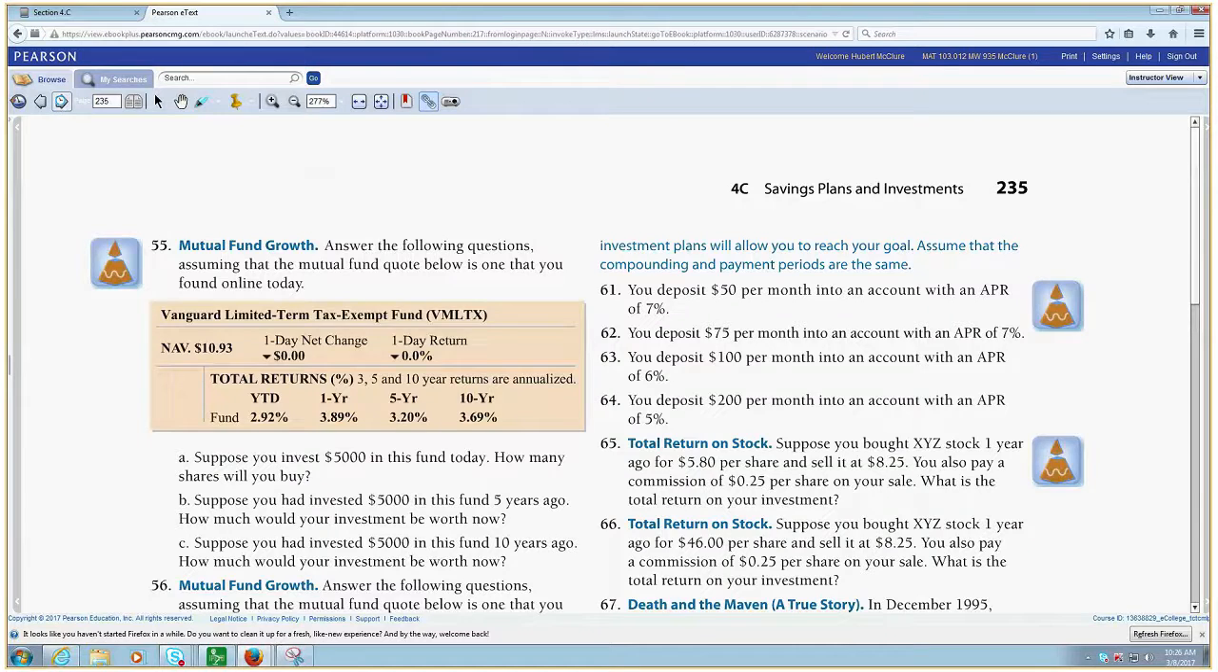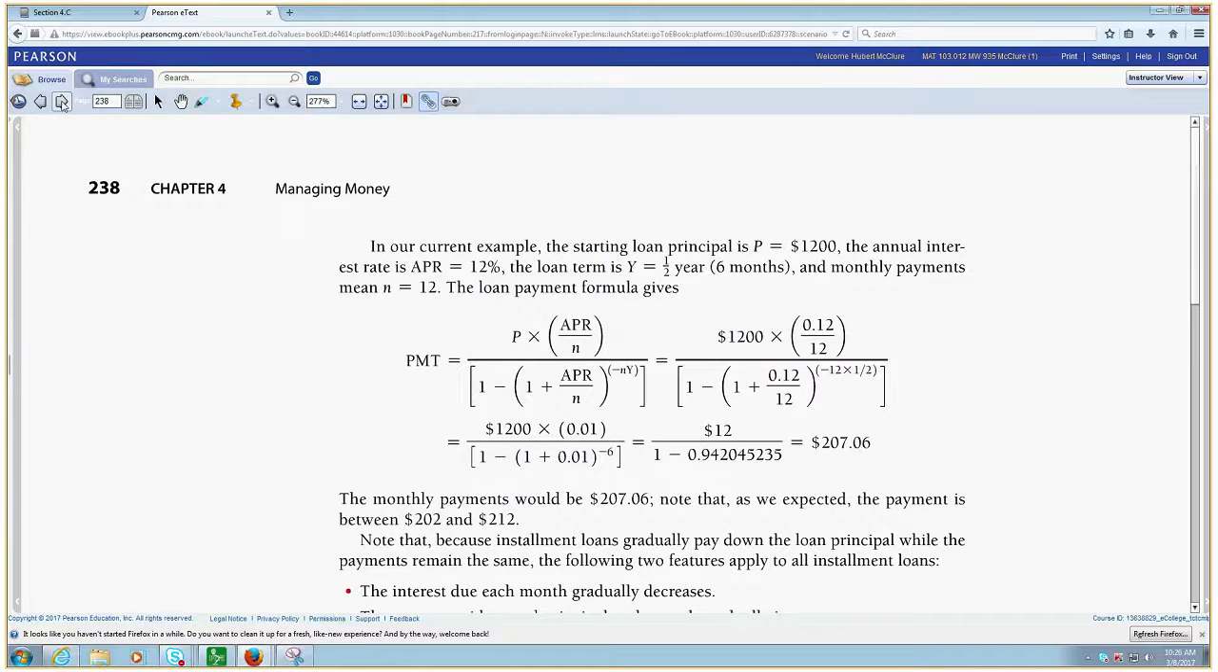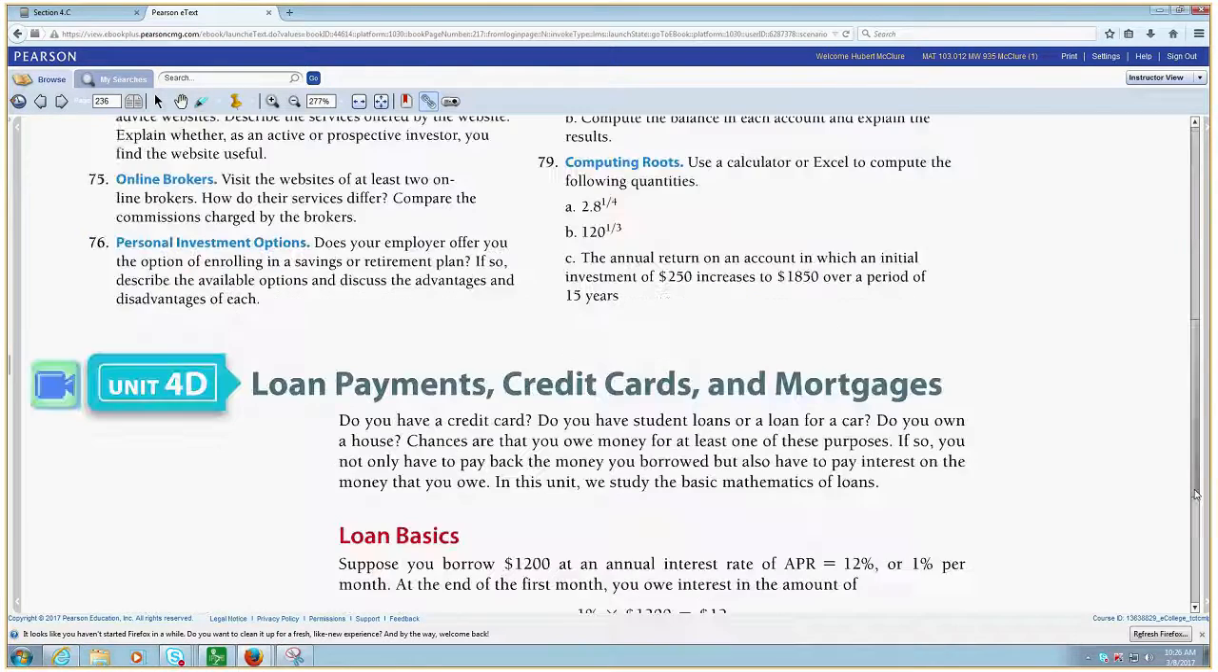I'm trying to get to 4D. Page 236. Well, I'm there now. Sorry. That's all right. Okay, it starts at the bottom of the page. I think that is so stupid.